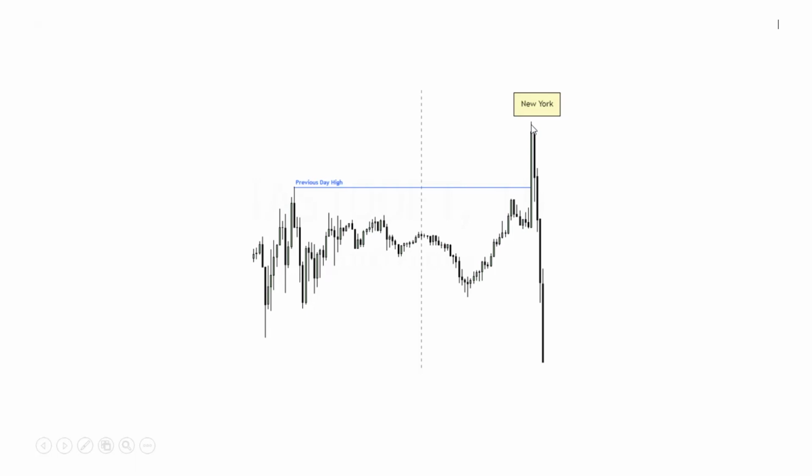So I would scale down all the way from the 5-minute time frame to the 1 minute, looking for entries around this candlestick's close, targeting low price, right? And my first draw on liquidity would be the London low, if that makes sense.